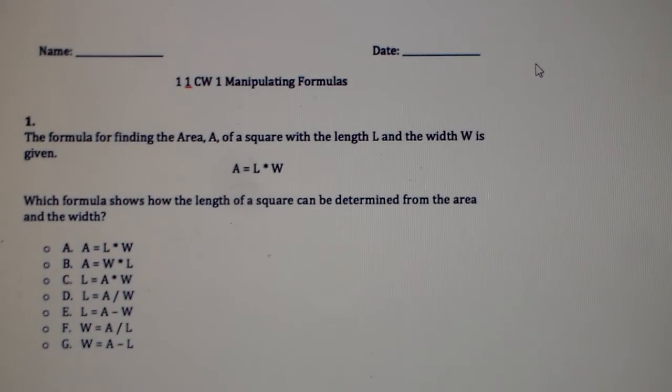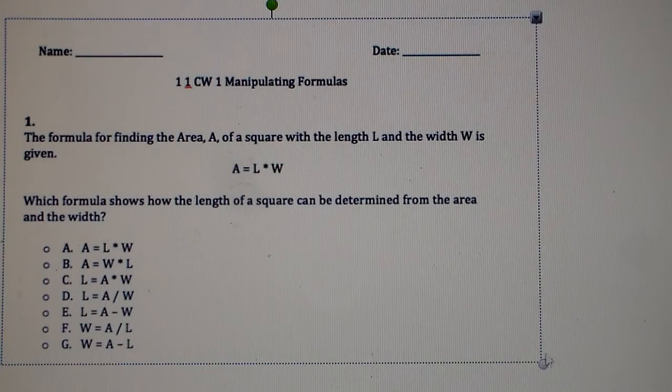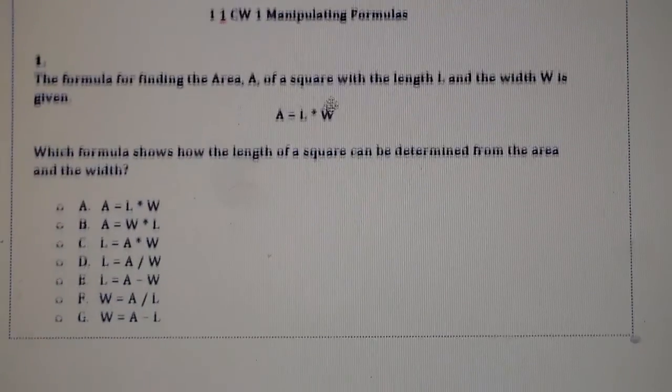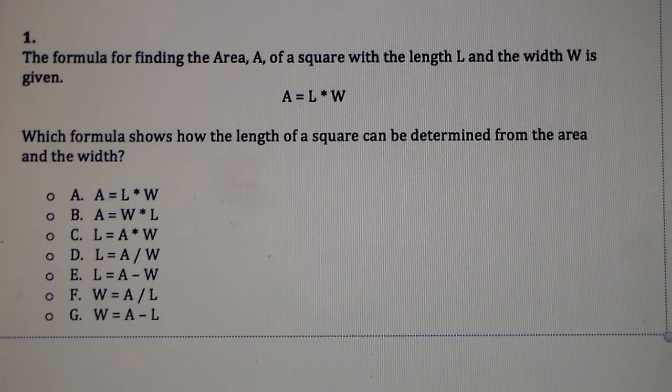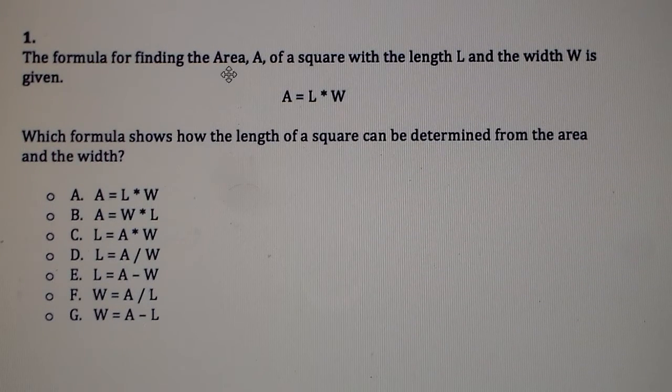So looking at this, 1-1 CW1, manipulating formulas. Let's actually make this a little bit bigger. The formula for finding area, A, of a square with the length L and the width W is given. So A equals length times width, something you talked about already in grammar school. Which formula shows that the length, so we're looking for the length, isolating that variable, of a square can be determined from the area and width formula?